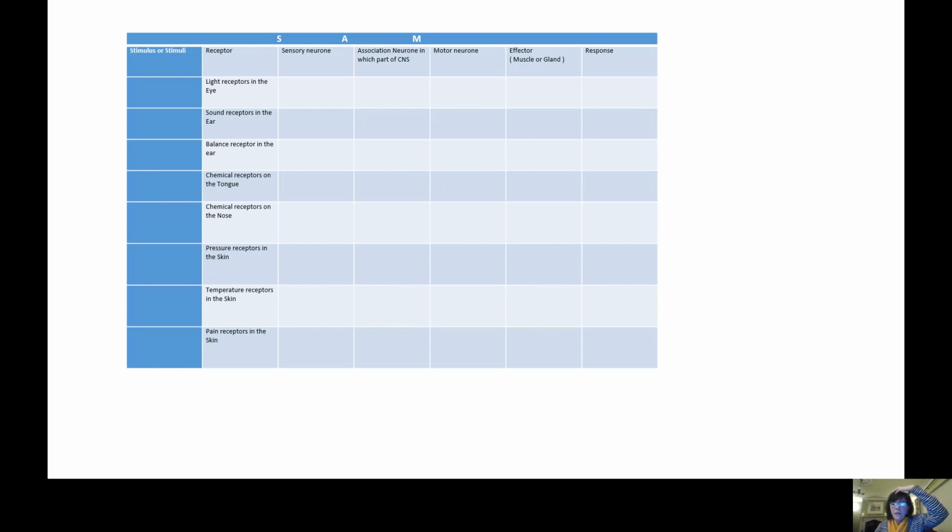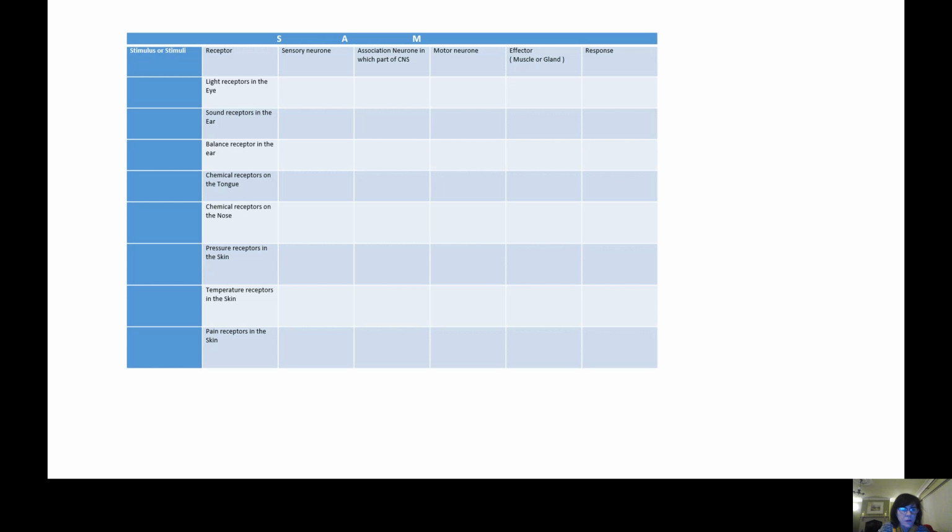How do you balance up? The information goes from your brain to your leg muscles, the muscles in your legs. So you're writing motor neuron in here, then muscles in your leg. What is your response? You tilt yourself back up again. You balance up, you stand upright. Now we're on to the fourth one.